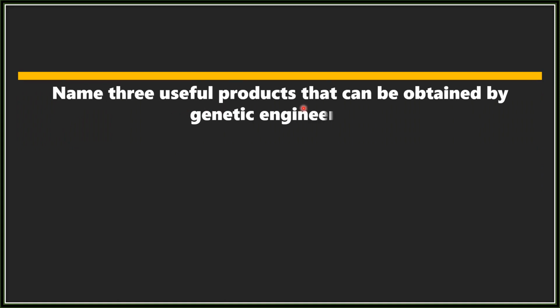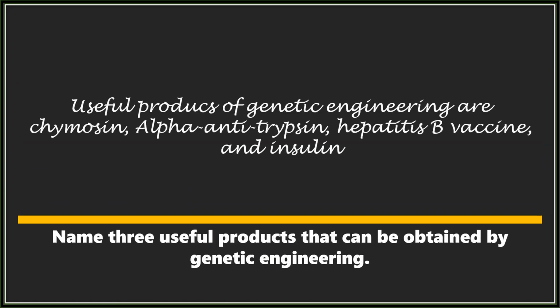Name 3 useful products that can be obtained by genetic engineering. Useful products of genetic engineering are chymosin, alpha-antitrypsin, hepatitis B vaccine, and insulin.